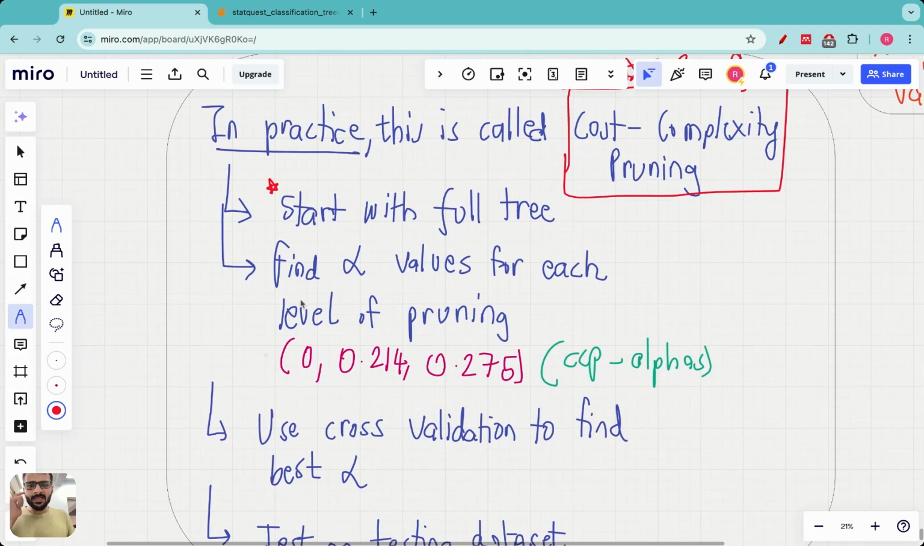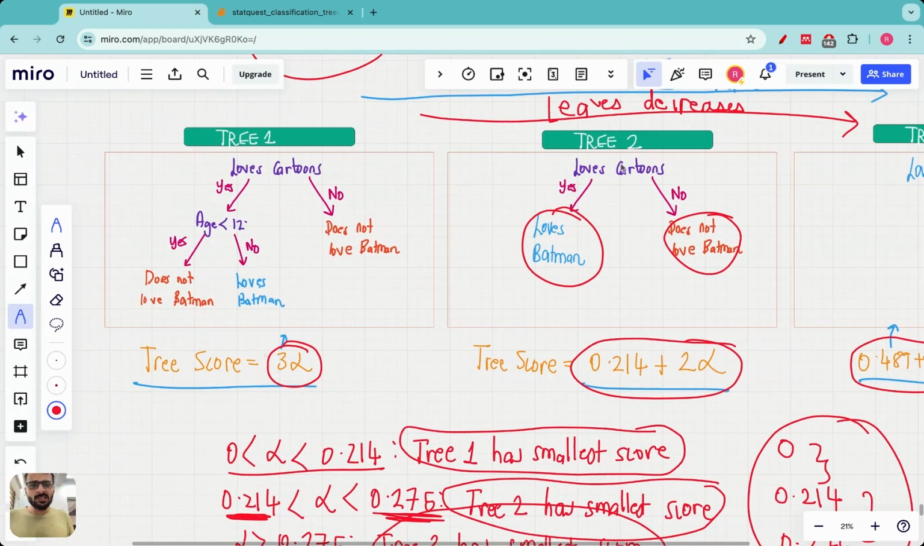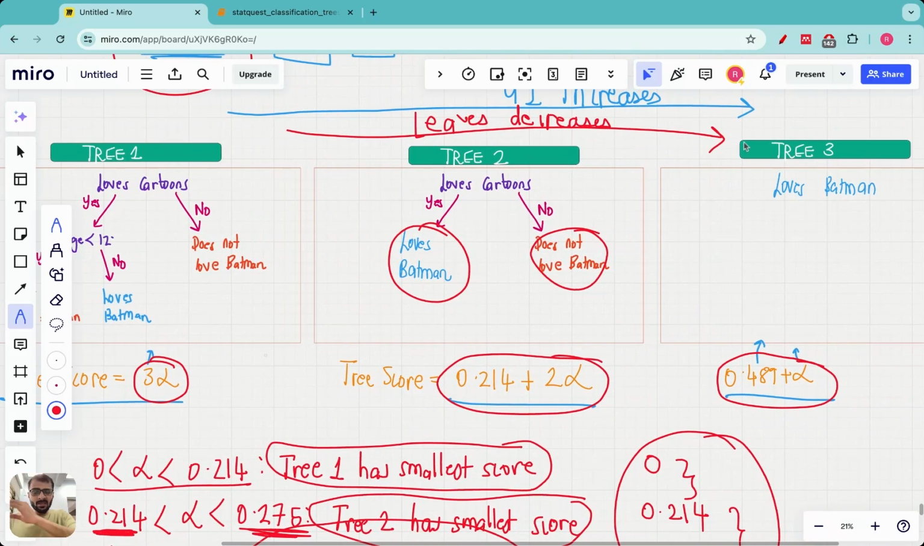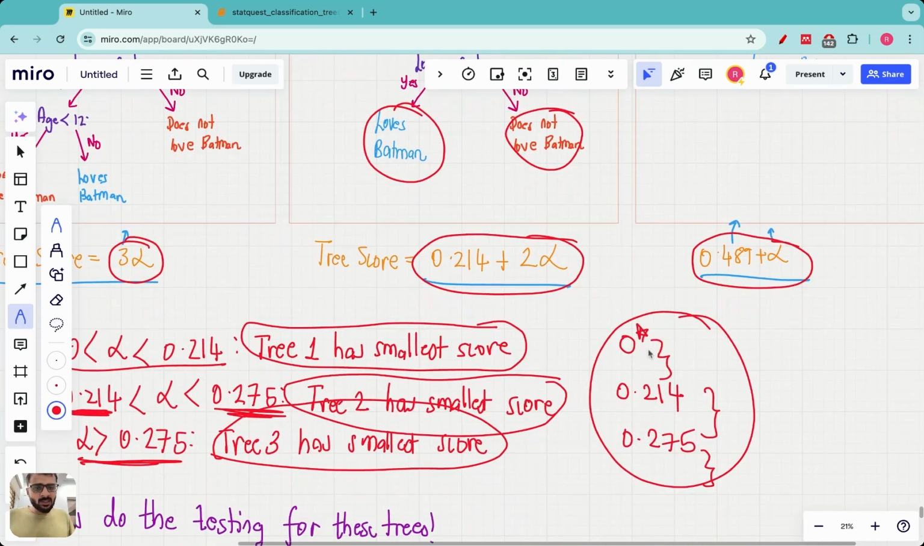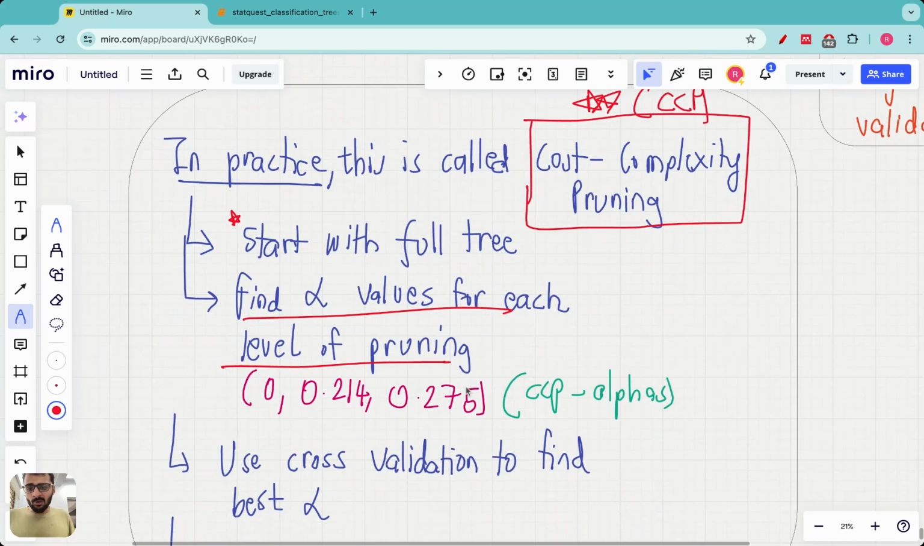Then what you do is that you find alpha values for each level of pruning, which means that the zeroth level of pruning is tree 1. The first level of pruning is tree 2. The second level of pruning is tree 3. So the trees get shorter and shorter and shorter. So you find the alpha values for each level of pruning. In this case, the alpha values are 0, 0.214 and 0.275.